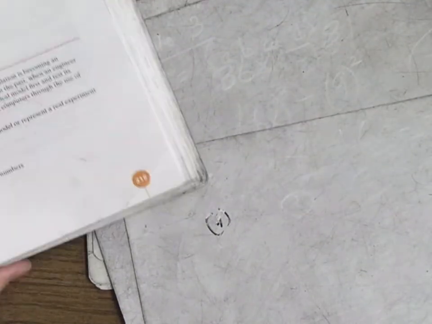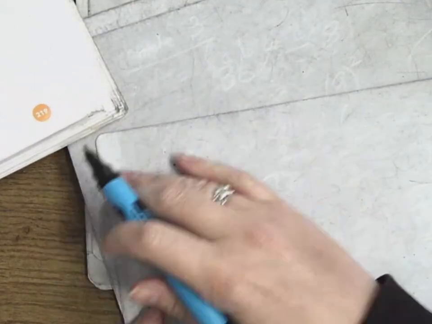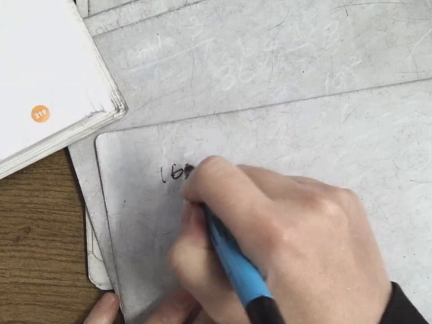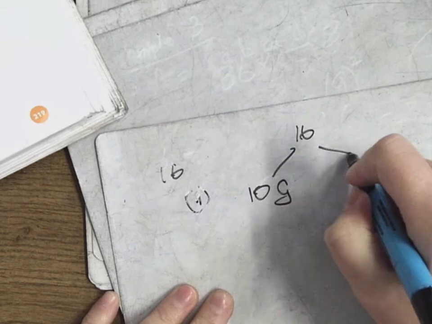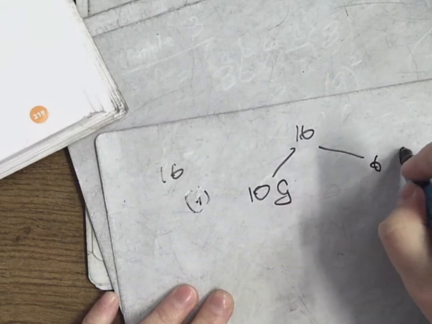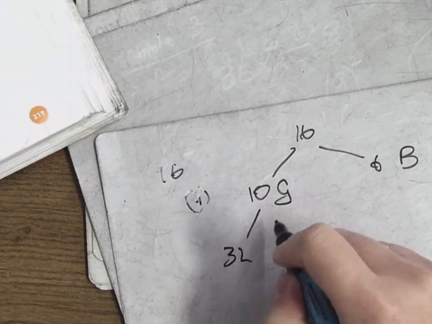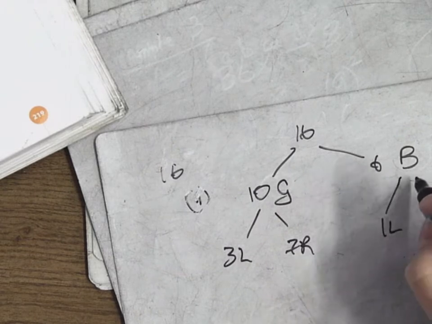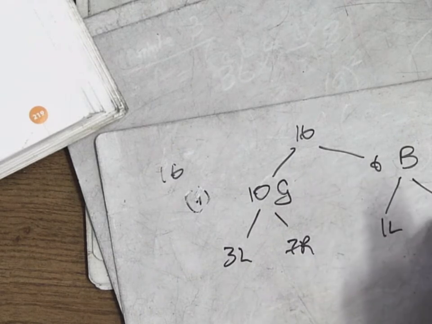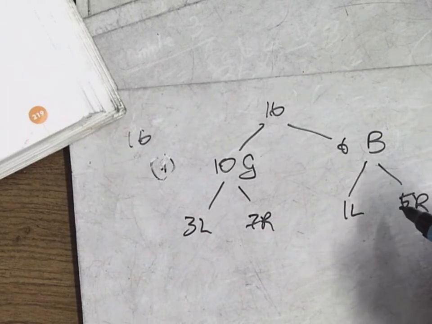So number 8 reads, a class of 16 pupils consists of 10 girls, 3 of whom are left-handed. Right, so we have 16 pupils, we have 10 girls, and we have 6 boys, obviously. Of the girls, there's 3 lefties, so that means there's 7 right-handed, and of the boys, there's 1 lefty, that means 5 right-handed. Is that okay?